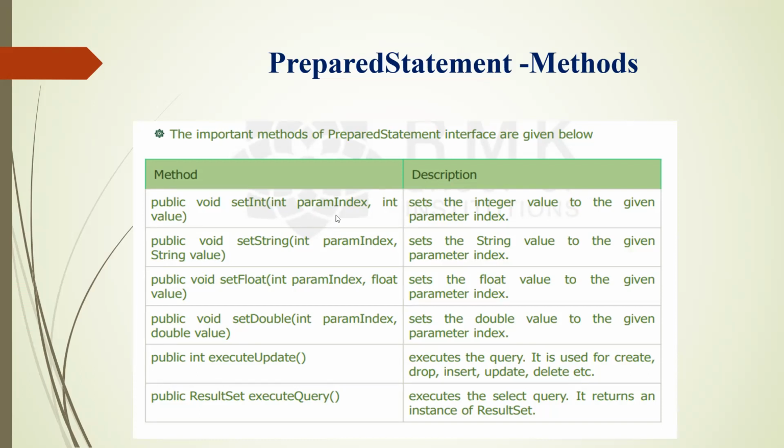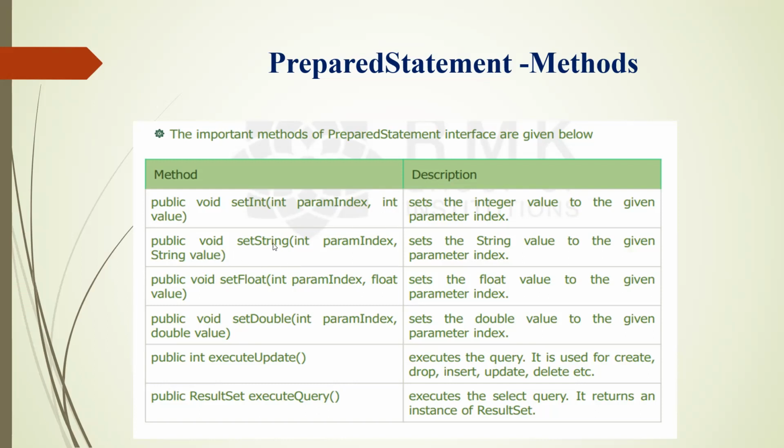If we have 3 question marks, the first question mark will be taken as index position 1. Then, after the comma, any value you give for that particular position will be set as the new value. So this setInt() method is used to set an integer value at the parameter index position.